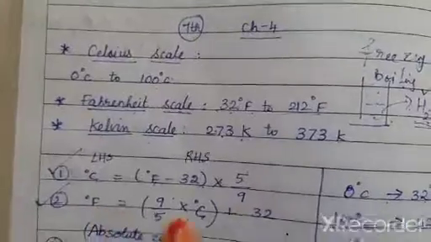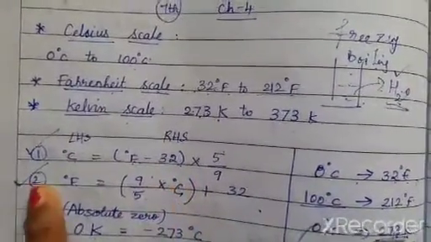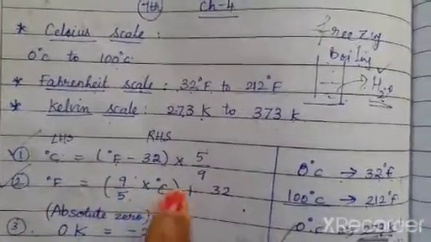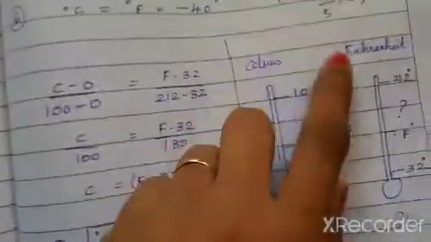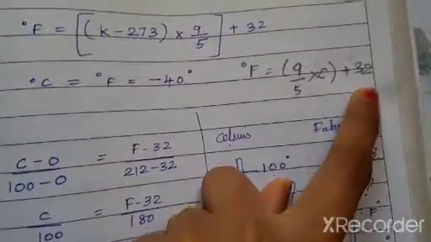See, degree Fahrenheit and degree Celsius. If the given temperature is in degree Celsius, how will I convert to degree Fahrenheit? 9 by 5 into degree Celsius plus 32. That is what I have written here. 9 by 5 into degree Celsius plus 32.